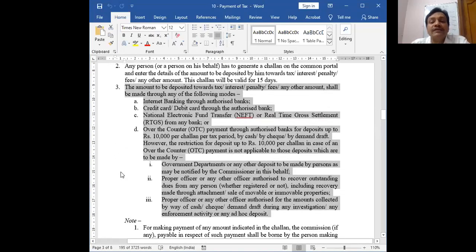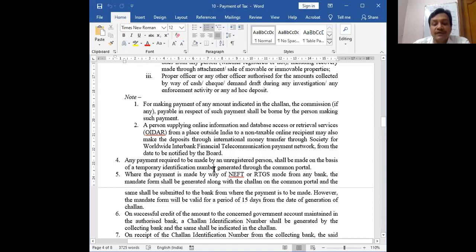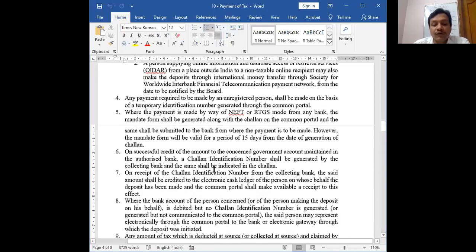These things are not required. These are procedural things, so these are not so required.